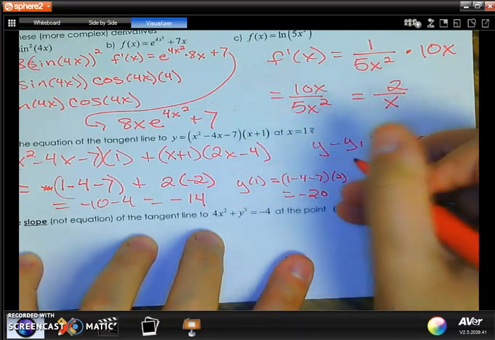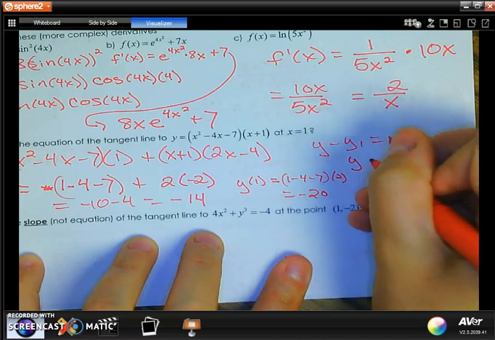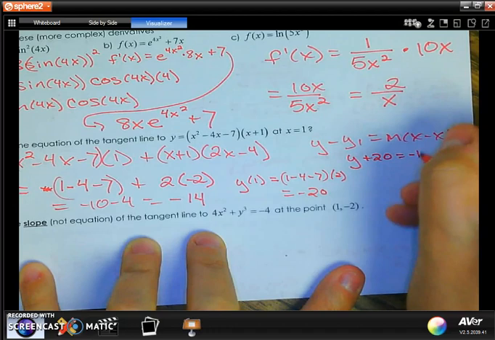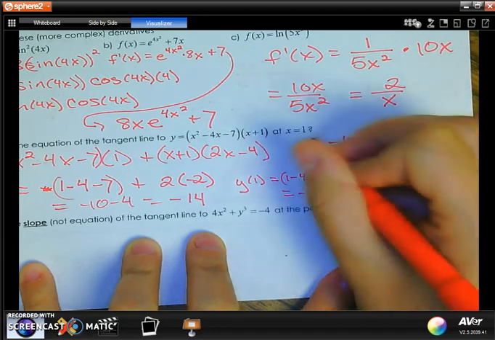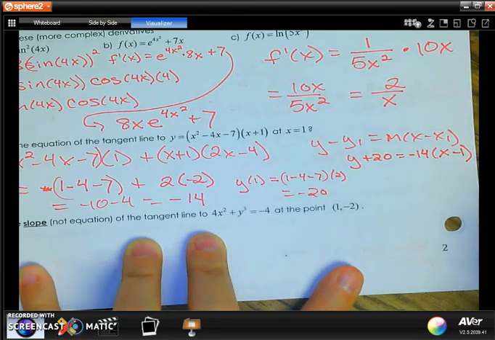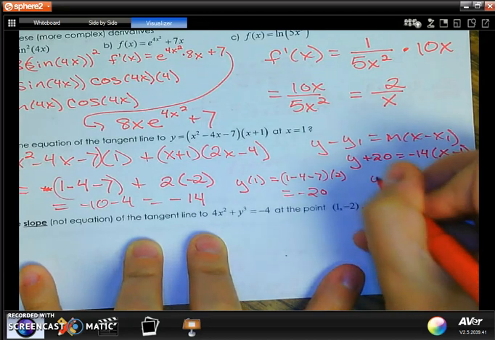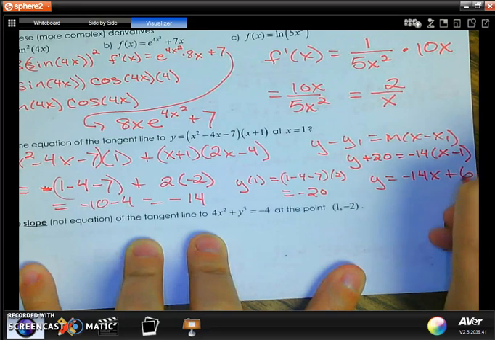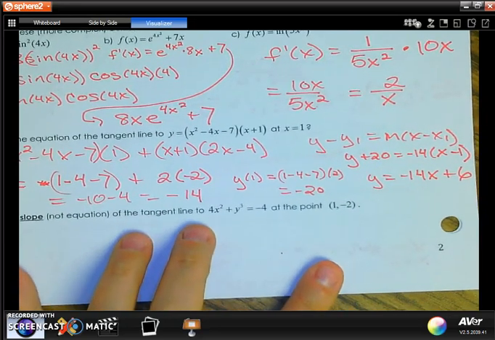Okay, so now when I go up here, I do y minus a negative turns to a plus. My slope was negative 14. Parentheses x minus x1. That would be your safe stop. If you insist on simplifying, you can simplify it to that if you want to keep going.